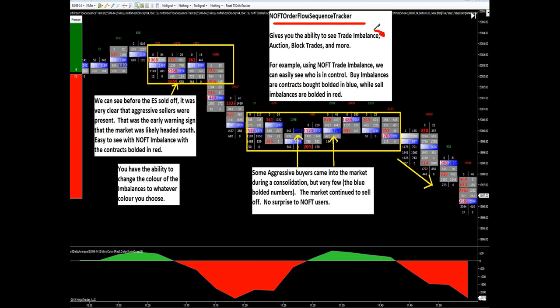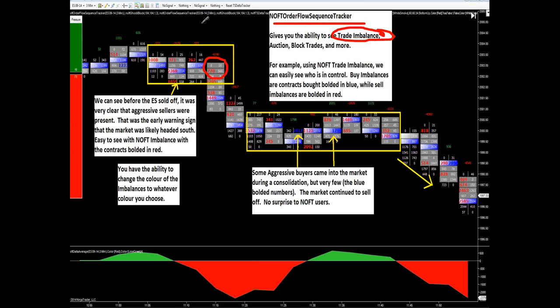All the red and blue, or red and green, numbers that we've been looking at today are trade imbalances. The imbalances on this particular chart are highlighted in blue and bolded, and you can adjust the font size to whatever you want. On the sell side, they're in red. What the imbalance boils down to is we're looking for a multiple of the other side of the trade. For example here, I've got 770, and I'm comparing that to 20.